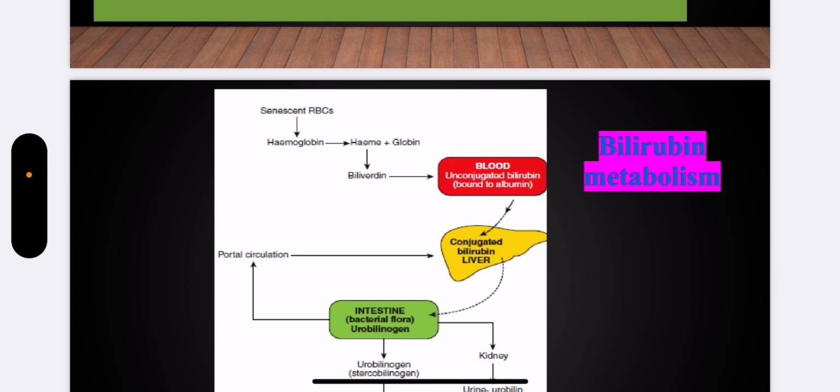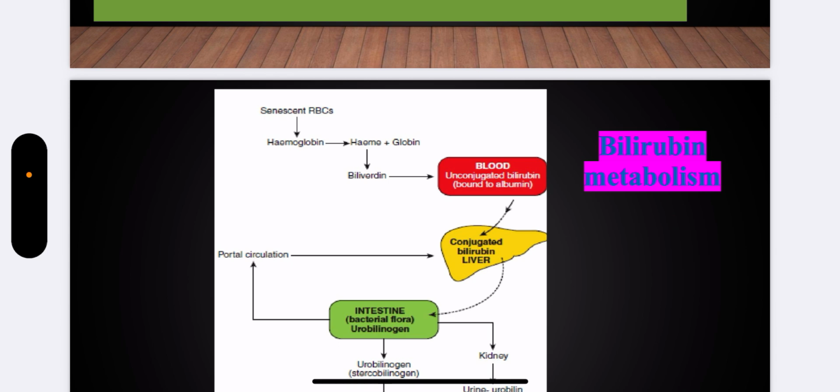Here is the metabolism of bilirubin, or we can say the pathophysiology of jaundice. As you can see in the slide, senescent RBCs release hemoglobin. Hemoglobin is broken down into heme and globin parts. Heme is converted into a green colored compound, biliverdin, that will form unconjugated bilirubin. It is bound to the protein albumin. We had discussed this in the plasma protein presentation.